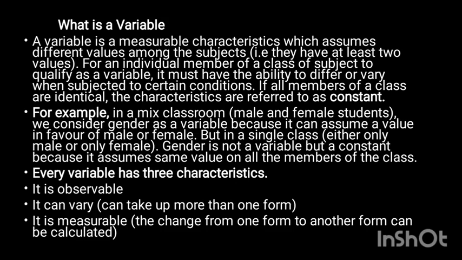For something to be called a variable, it shows that it has at least two values. In a mixed class, that's a class where we have male and female, gender is considered as a variable. Why? Gender is considered as a variable because gender can stand in for male and gender can stand in for female. So that makes gender a variable.